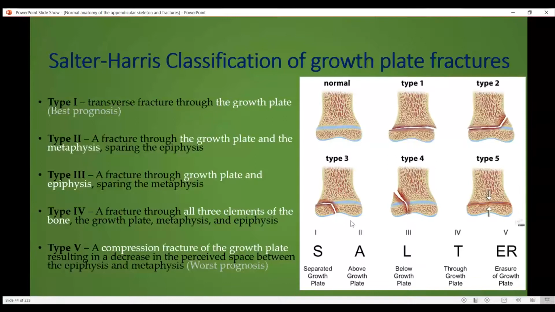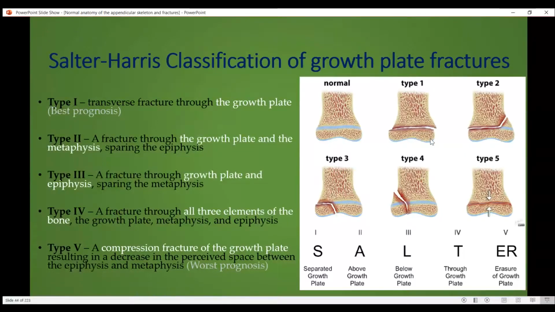Okay, and you see here, in compression, the type 5, there will be compression, so the whole growth plate will be compressed. You see here, from this table, we can understand that the type 1 has got the best prognosis, right?